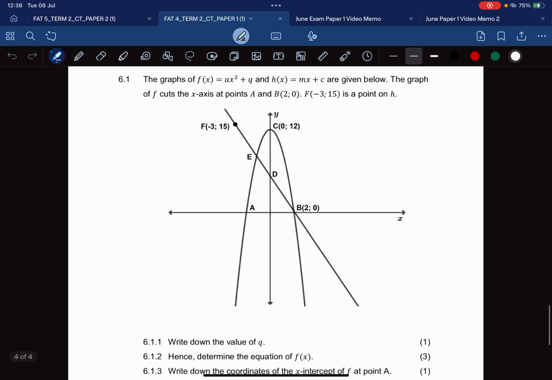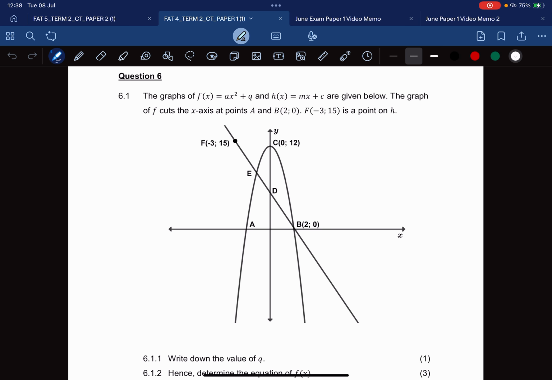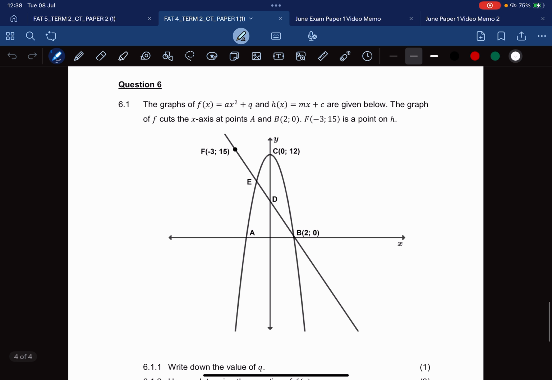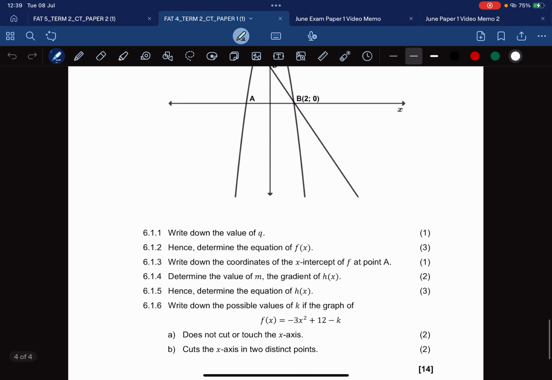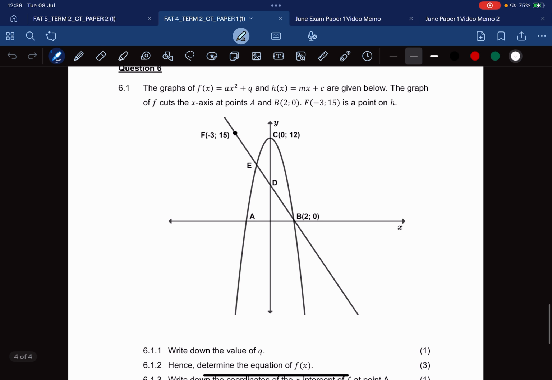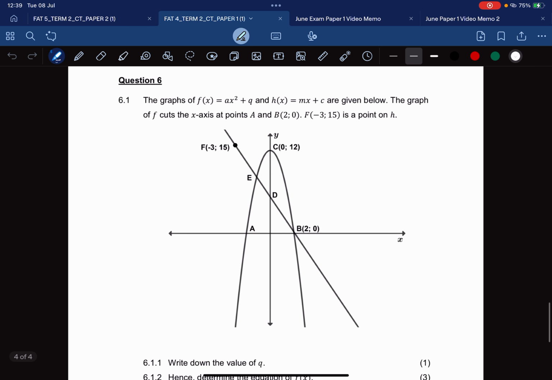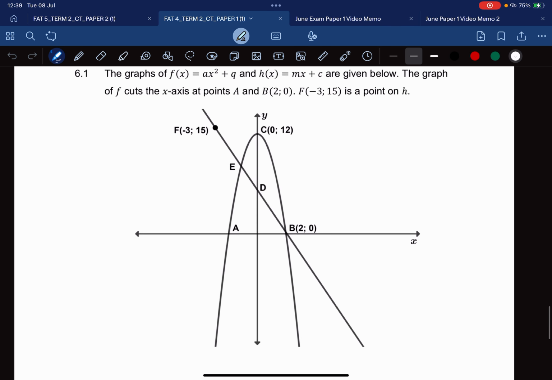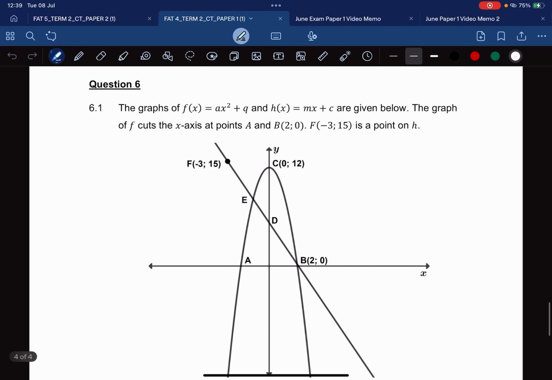Here we are given the graphs and we need to determine the equations of those graphs, in addition to a few other things. So let's see how that goes. Right, so let's just go through our question here.